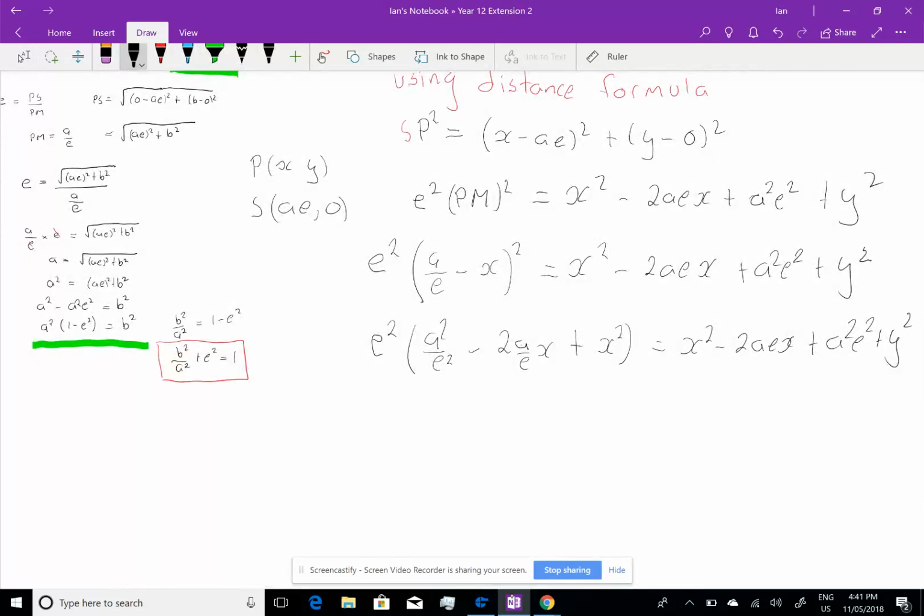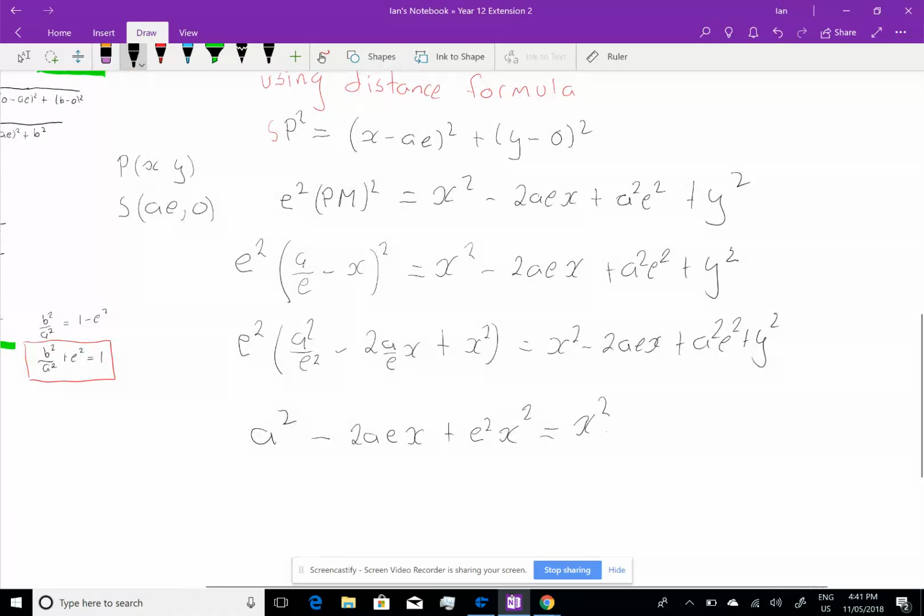Expand through, the E squared will cancel there, so I'm just going to get A squared minus 2AEX plus E squared X squared equals x squared minus 2AEX plus A squared E squared plus Y squared. Righto, let's get rid of the 2AEX. They cancel out on both sides.